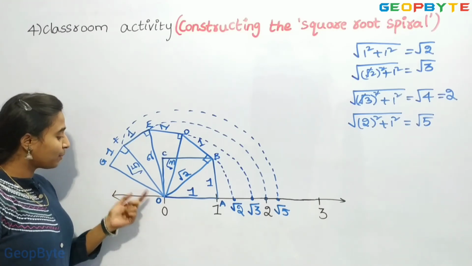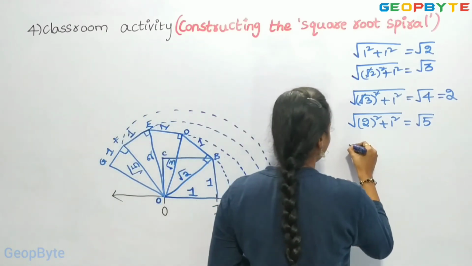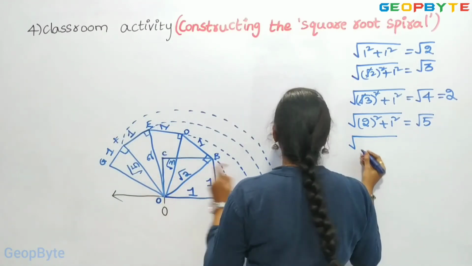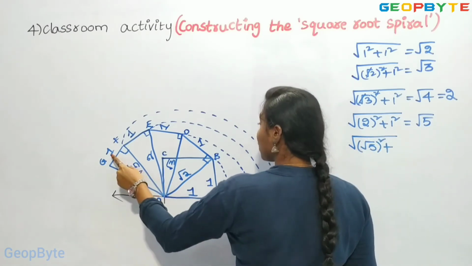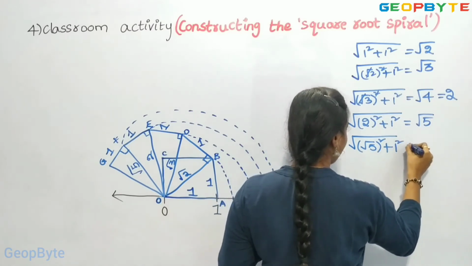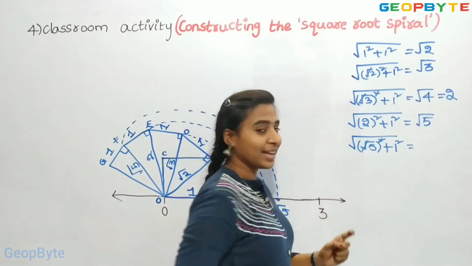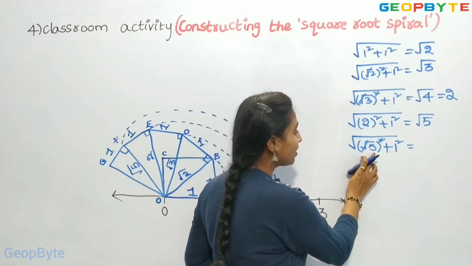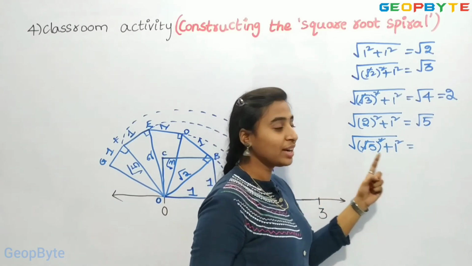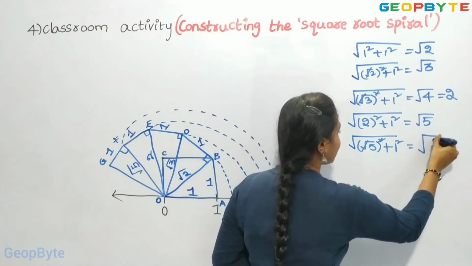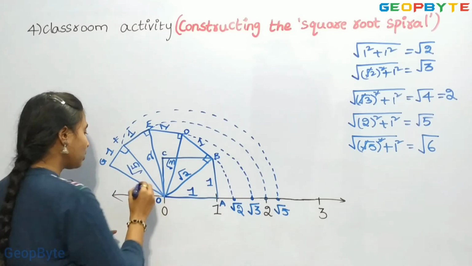To find out the hypotenuse, let us use Pythagoras theorem, that is under root 5 whole square plus 1 square. See, under root and square gets cancelled and 5 is left. 5 plus 1 square is 1. So 5 plus 1 is 6, which is nothing but root 6. Now this hypotenuse will be root 6.